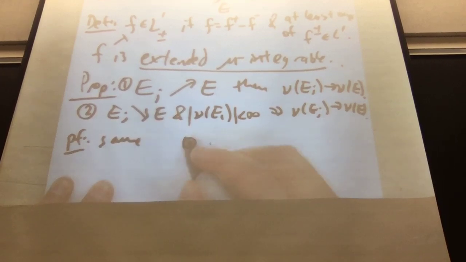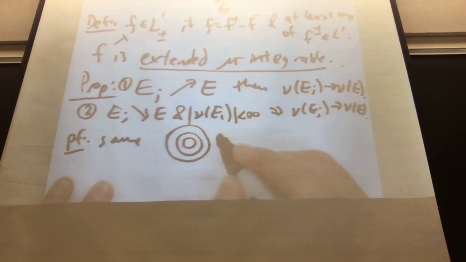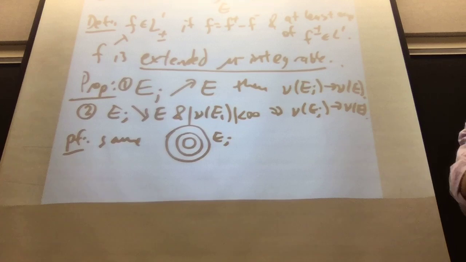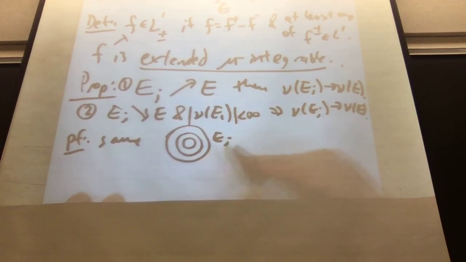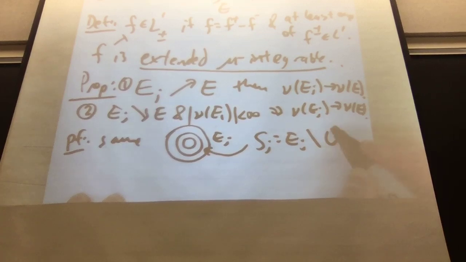If you have sets that are increasing, if the EJs are, it's kind of the same picture. You can't tell which order I drew these circles. But if they're increasing, then if these are the EJs, you break into these shells. So Sj is EJ take away all the previous EKs.